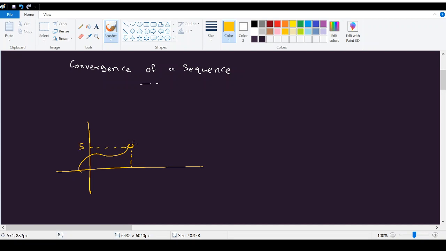and if we have the function like this, let's name the x coordinate as 2, and the value of the function, let's say 7. So if this is the graph of our function, then that means the value of the function at 2 is equal to 7, but the limit of the function when x goes to 2 is equal to 5.